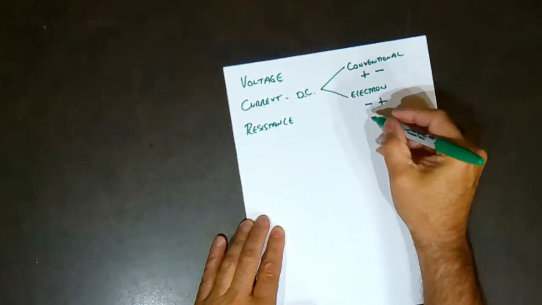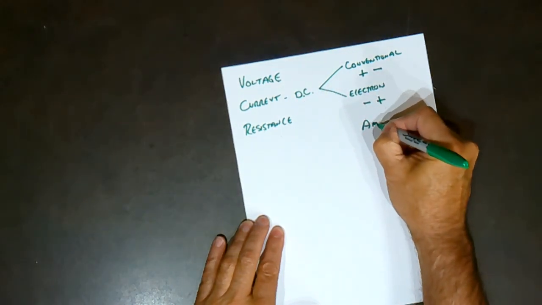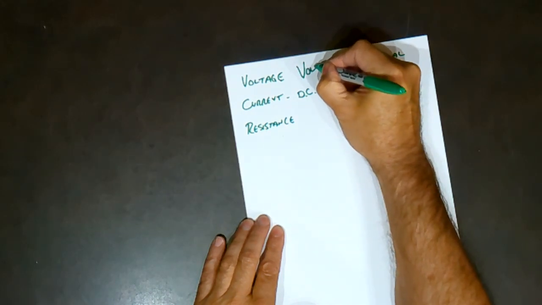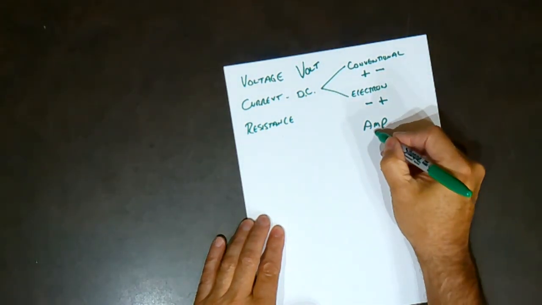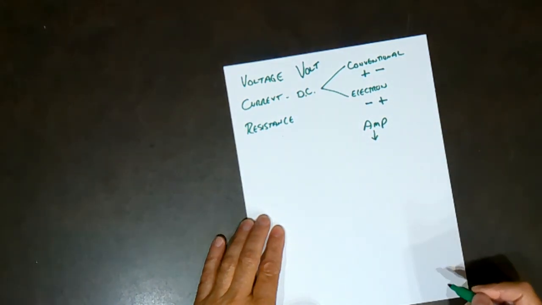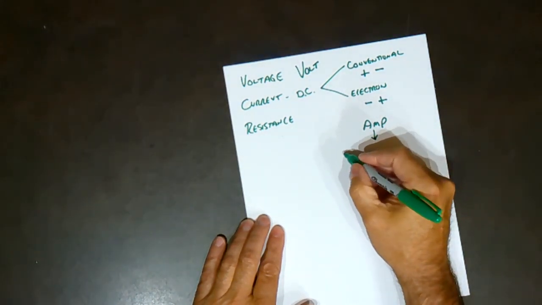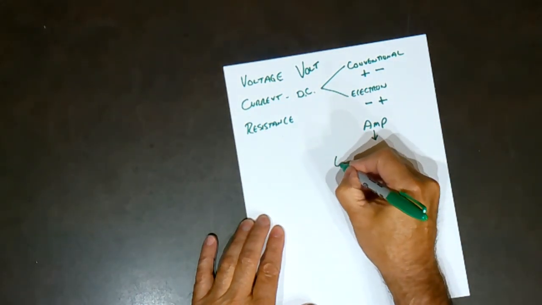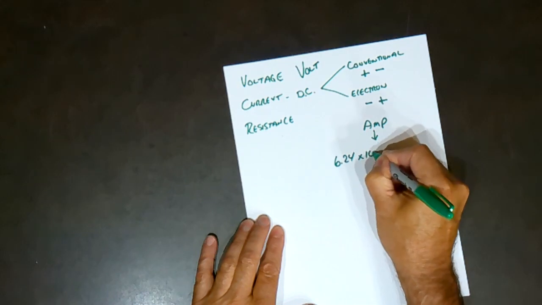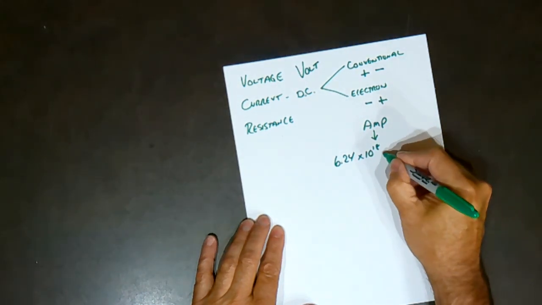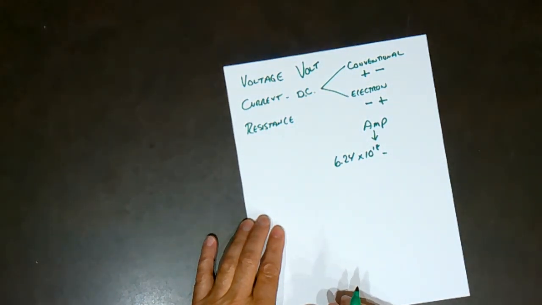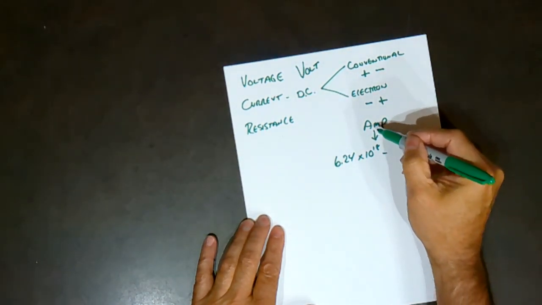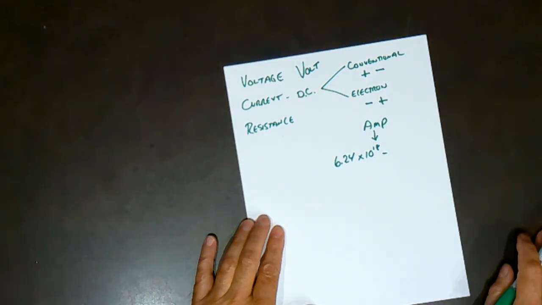The unit for current is the amp. The unit for voltage is the volt. We talked about a unit of charge being a very large group of electrons. So 6.24 times 10 to the 18th electrons, making up 1 coulomb or 1 unit of charge. And 1 coulomb per second is 1 amp of current flow.